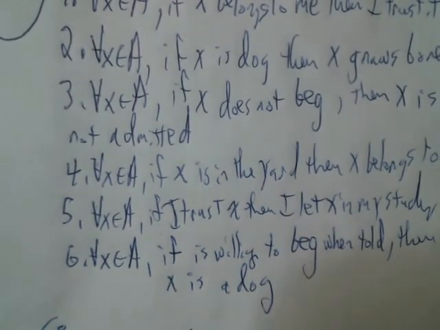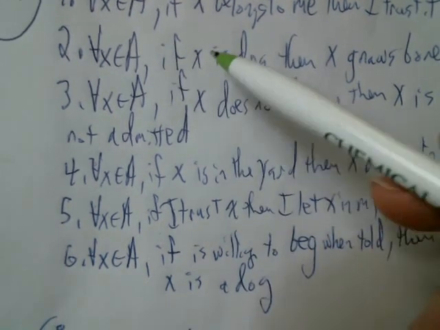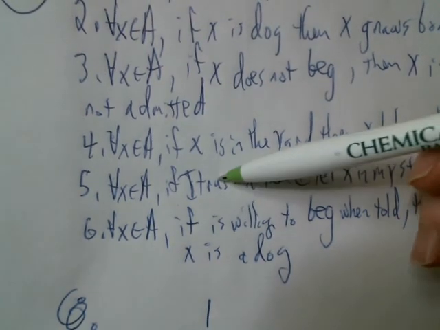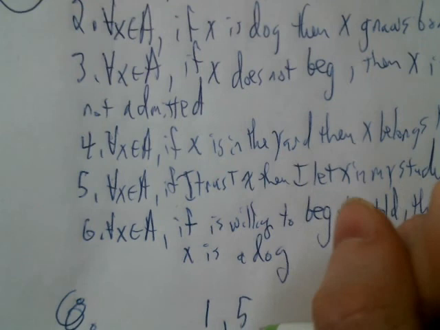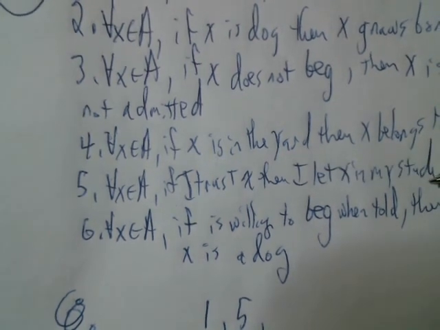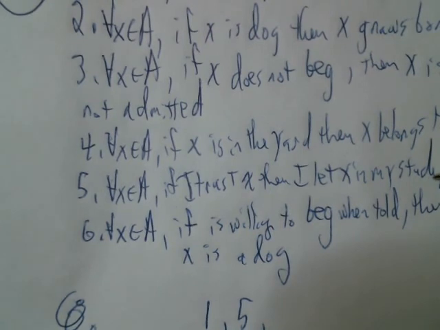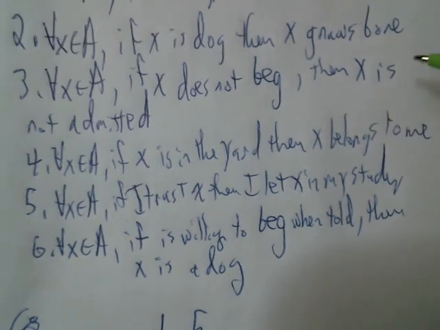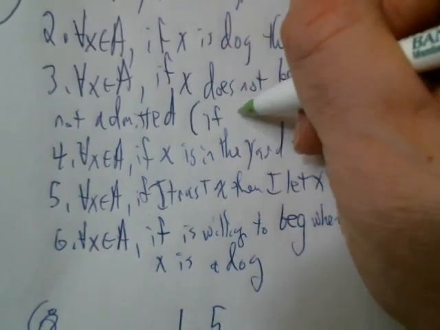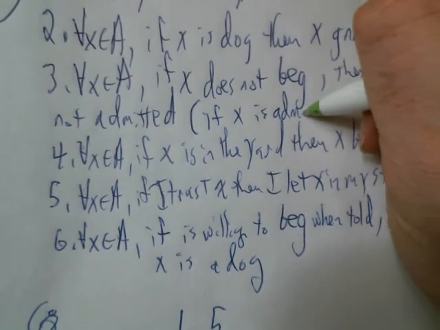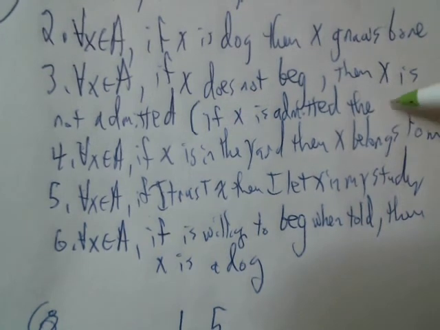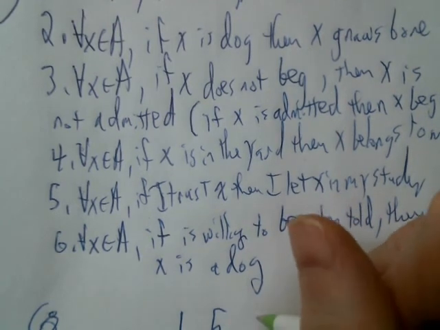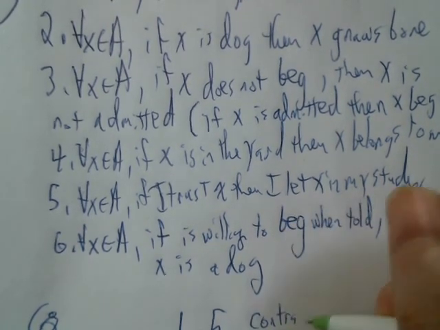So if I start with 1, and you wouldn't probably start with 1 because they're going to be scrambled. If I start with 1, I can go to number 5, right? Because that begins with trust. And then I let x into my study. So you look for one that begins with letting x into my study. And there sort of isn't one, but there's this guy: if x does not beg, then x is not admitted. You can write it as a contrapositive: if x is admitted, then x begs. Okay, so we could go from 5 to the contrapositive of 3.